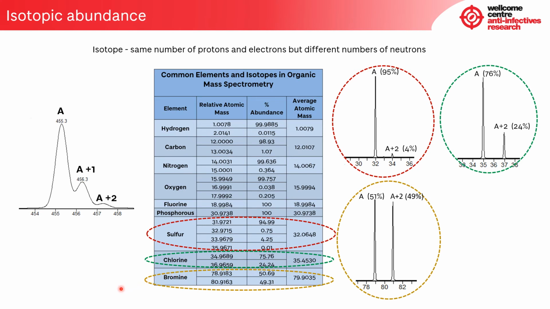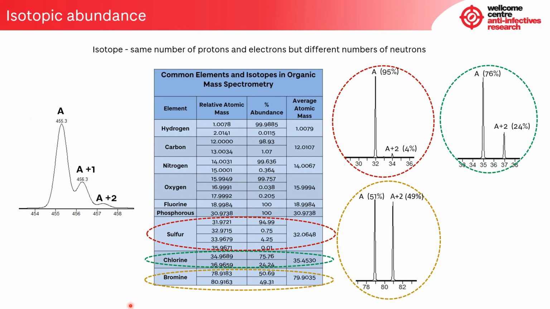Whilst it's not always straightforward to determine if a single sulfur is present, the isotopic patterns of both chlorine and bromine are very distinctive. Chlorine has 2 isotopes, 35 and 37 chlorine, in a ratio of approximately 3:1, giving a pattern for a single chlorine as shown highlighted in the green.